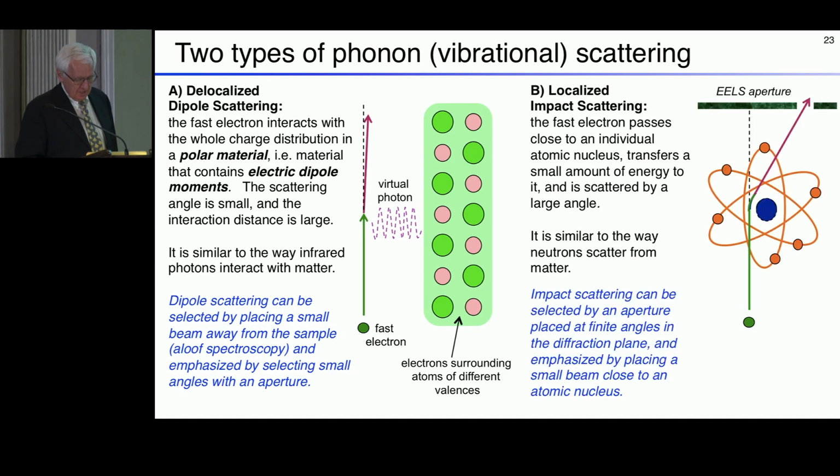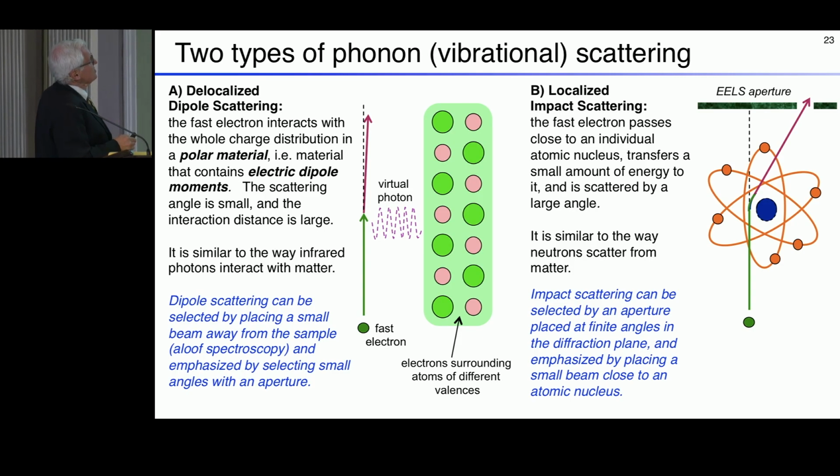And it's important to realize that there's actually two types of phonon scattering. There's what we call the dipole signal, which is highly delocalized, and the best way to think about it is that there's a virtual photon which is exchanged between the fast electron and the sample. The sample has to have electric dipole moments, and it's the way light interacts with matter. So we can see that signal without sending the electron beam through the sample. We can have some distance of the order of 30 nanometers, 100 nanometers, and it still interacts very nicely.